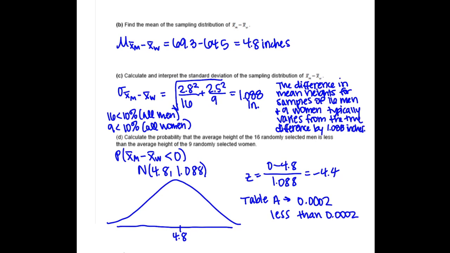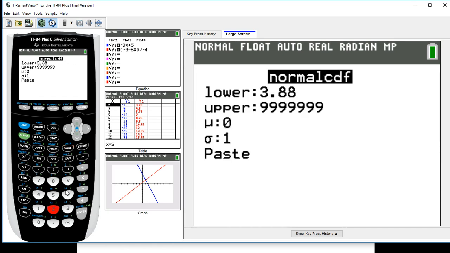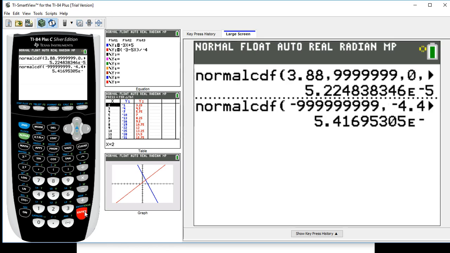And so if I go to my calculator, I can do this in there, second vars 2, and this time it's less than, so I'll start with negative infinity, so negative 99999. You can do the 1e99 that it's defaulted to, negative 1e99 is fine. And the upper would be negative 4.4. And then we keep it 0 and 1 for z-scores, and we get 5.4 times 10 to the negative 6 this time.